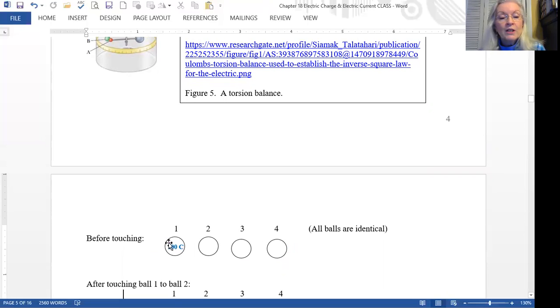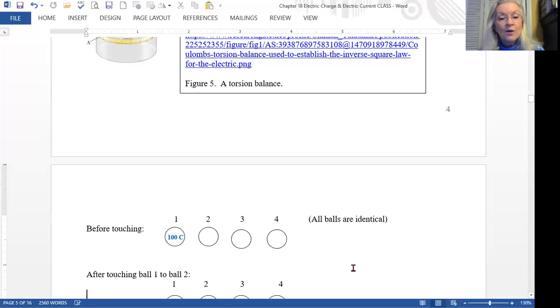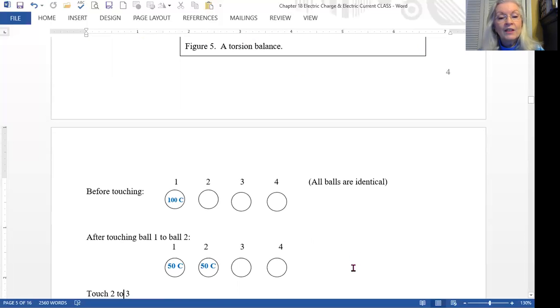And then suppose we touch ball 1 to ball 2. What happens is because the balls are identical, the charge is shared equally. So instead of the 100 Coulomb staying on ball 1, it's split, and half of it goes to ball 2. And so we now have a 50 Coulomb charge on ball 1 and a 50 Coulomb charge on ball 2.